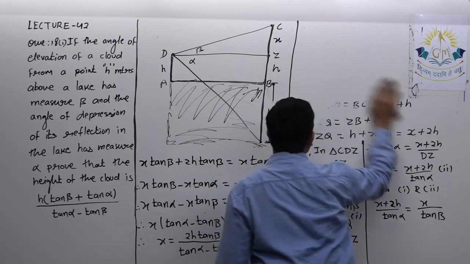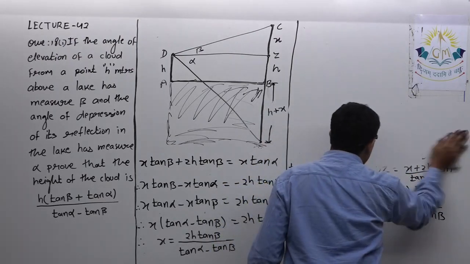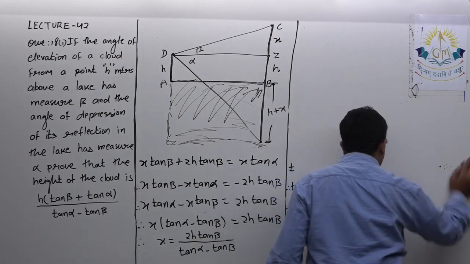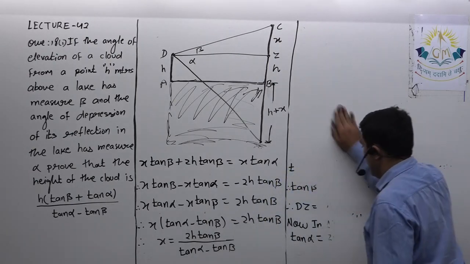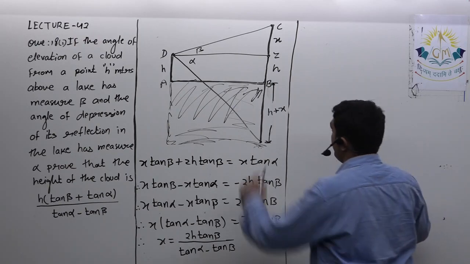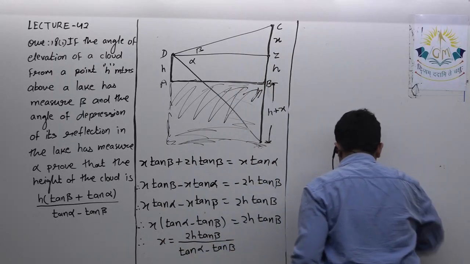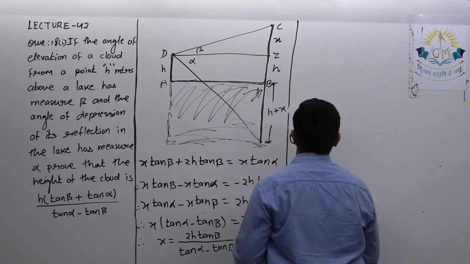Now see from the diagram, we have to find the height of the cloud, that is actually equal to BC. And also you can see from the diagram that BC is equal to x plus h, isn't it? X plus h. We have the value of x. If I add h in this, I will get the required answer.